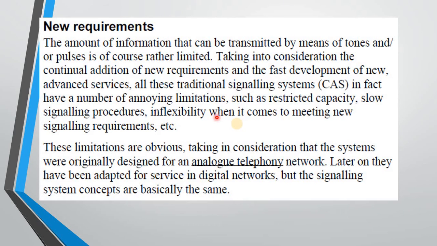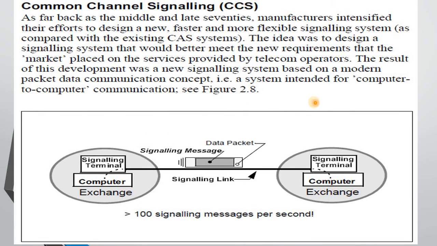So right now we have seen that all these traditional signaling systems have a number of annoying limitations, such as restricted capacity, slow signaling procedures, different setups, and inflexibility when it comes to meeting new signaling requirements. These limitations are obvious, taking into consideration that the systems were originally designed for analog telephony. We need a signaling system that can meet the requirements of the ever-evolving telecommunication network. Based on these requirements, came the common channel signaling system, which had the approach and flexibility of a faster and more flexible signaling system as compared to the channel associated system.